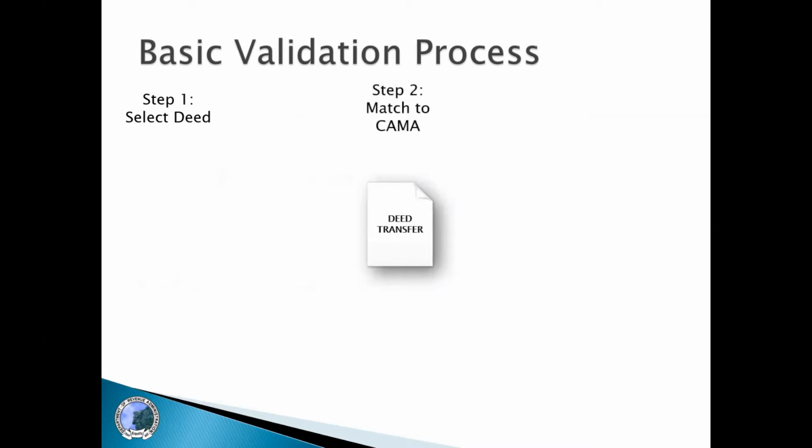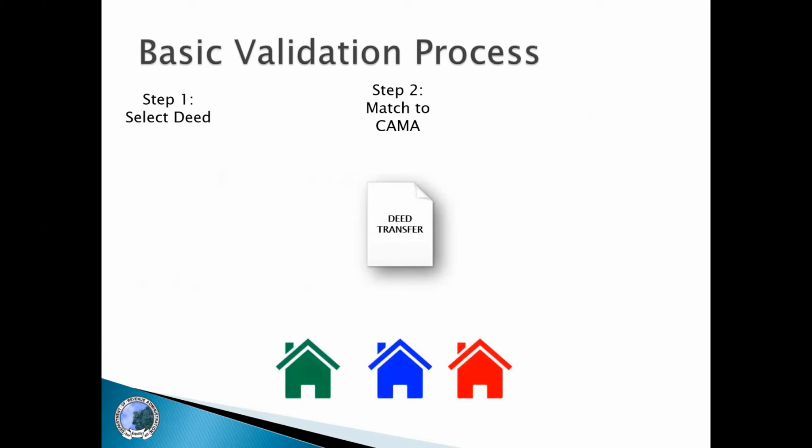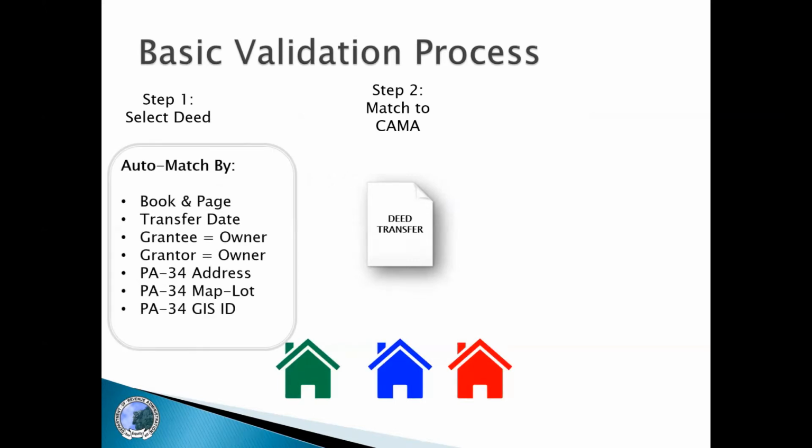So the basic process is step one, select the deed or the transfer that you want to validate. That will go to step two, where you select the appropriate matching assessing record. And the system will give you several options, and what it's doing is looking for the book and page of that transaction to match the book and page of one of your CAMA records. It's looking for the transfer date to match the last transfer date. It's also looking for the grantee or the grantor to be the owner that was listed. And if a PA34 has been filed, it's checking the address, the map and lot, and the GIS ID.